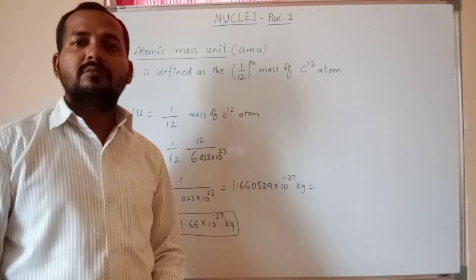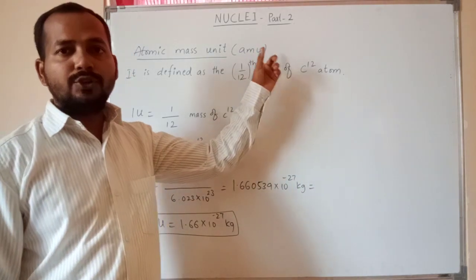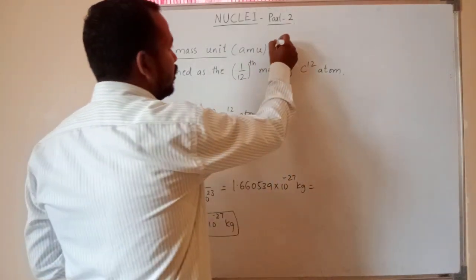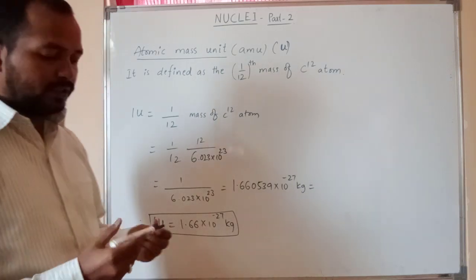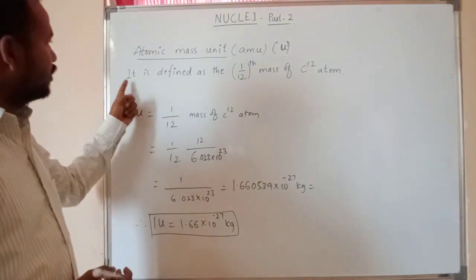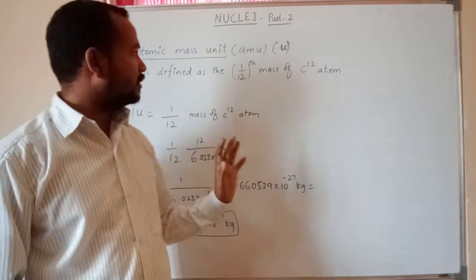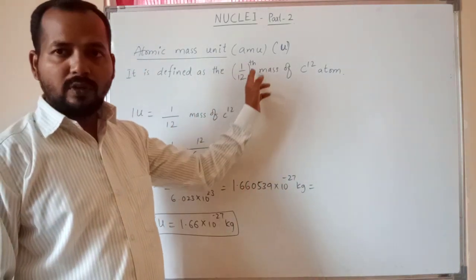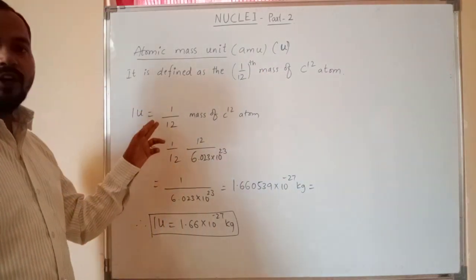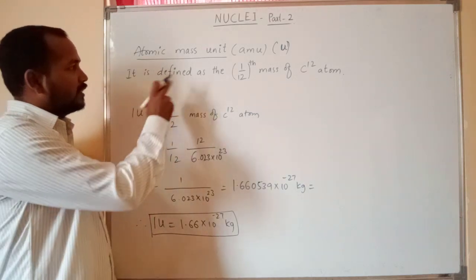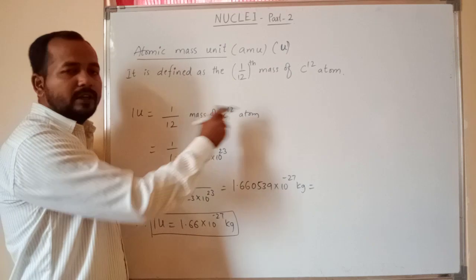Next is atomic mass unit. What is atomic mass unit? That is AMU, or we can just call it u, small letter u, which is unit. It is defined as 1/12 the mass of a carbon-12 atom. Now what is the value of 1 unit? 1 unit is nothing but 1 atomic mass unit, which is 1/12 of the mass of a carbon-12 atom.